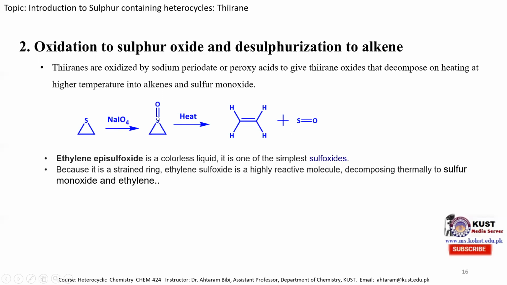So this ethylene episulfoxide is a colorless liquid, and it is one of the simplest sulfoxides, and it is a highly strained molecule. So therefore, when it is heated, it easily decomposes to produce the alkene molecule and sulfur monoxide molecule.